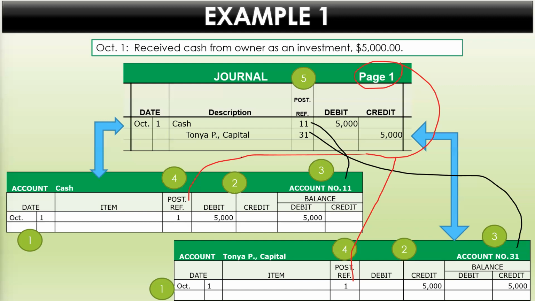Step 5, after you've posted to the ledger accounts, you will return to the journal and enter those account numbers in the posting reference column. So for cash, we've entered 11 because that's the account number for cash. We have entered 31 in the journal beside capital because the capital account number is 31.